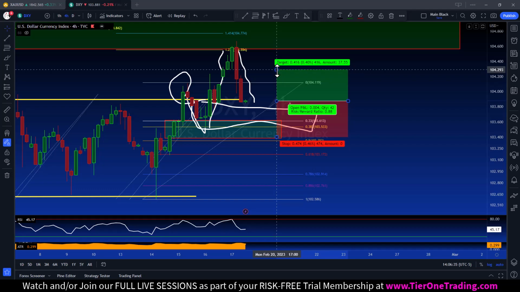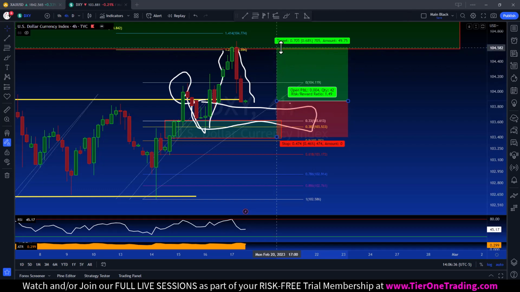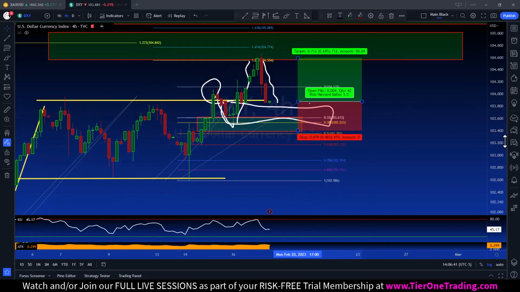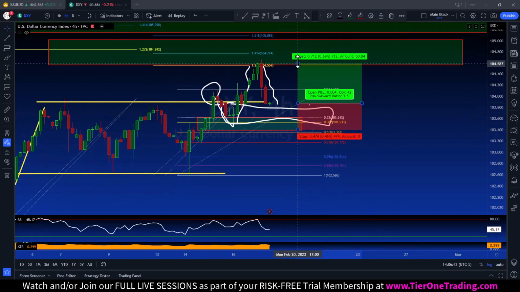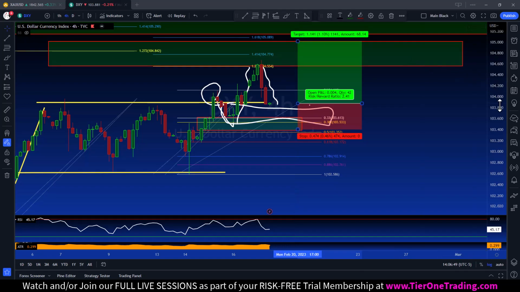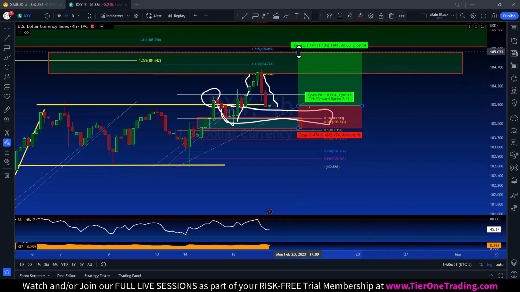And just like the pound Canada in the last thing we looked at, you can take a conservative target or move stops to break even on a retest of the highs here, and or look for that extension up to your ultimate destination, whether that be 105 even or 105 half.